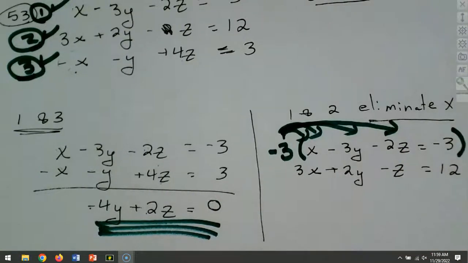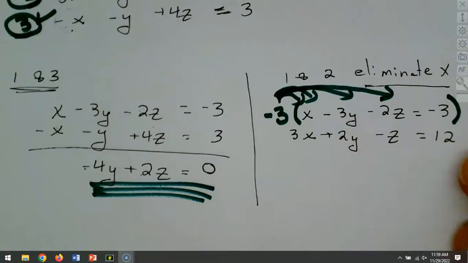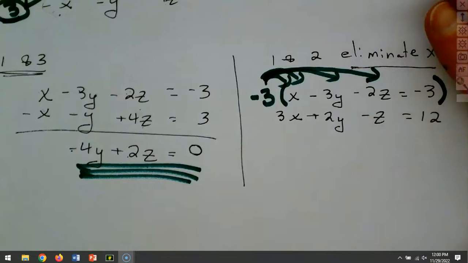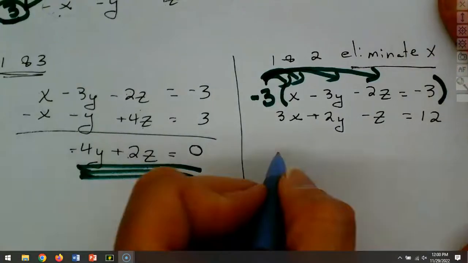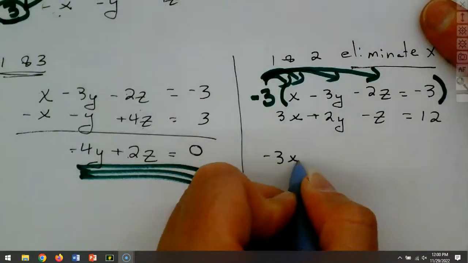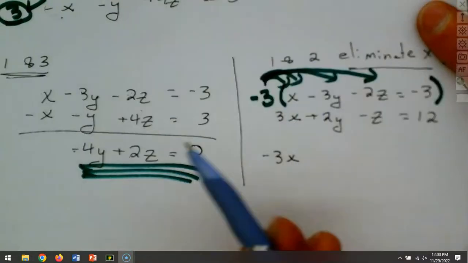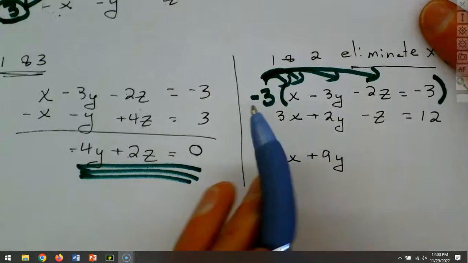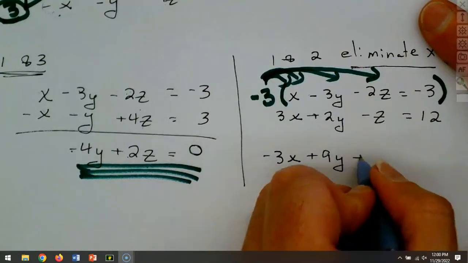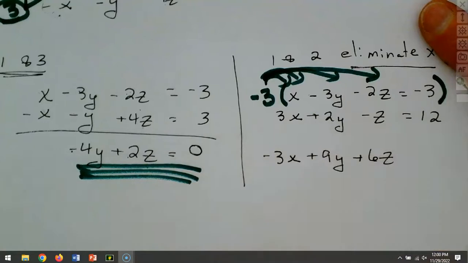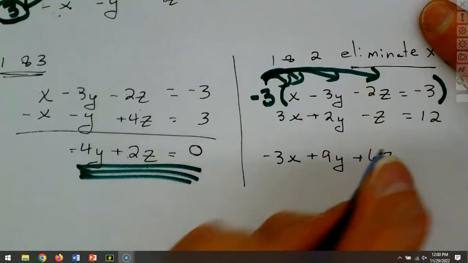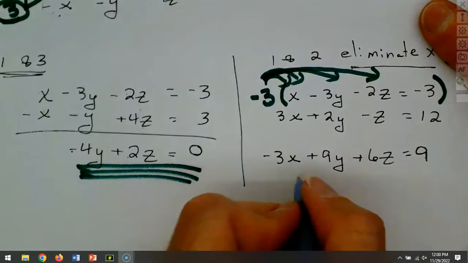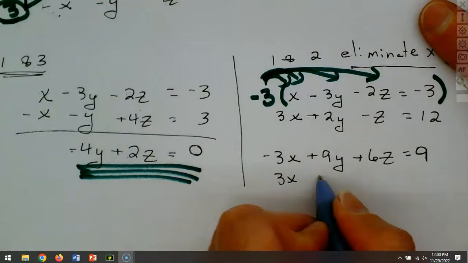And always be very, very careful with the signs. It is so easy to make a sign error. So distributing that negative 3x through, that gives me a minus 3x. Negative and negative makes it a positive 9y. Negative and negative makes it a positive 6z. Negative and negative makes it a positive 9, isn't it? The second one we just copy.